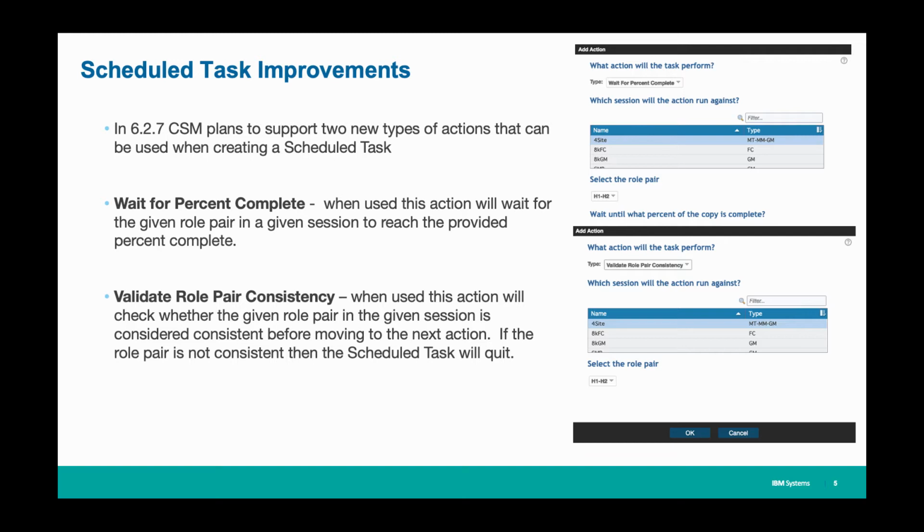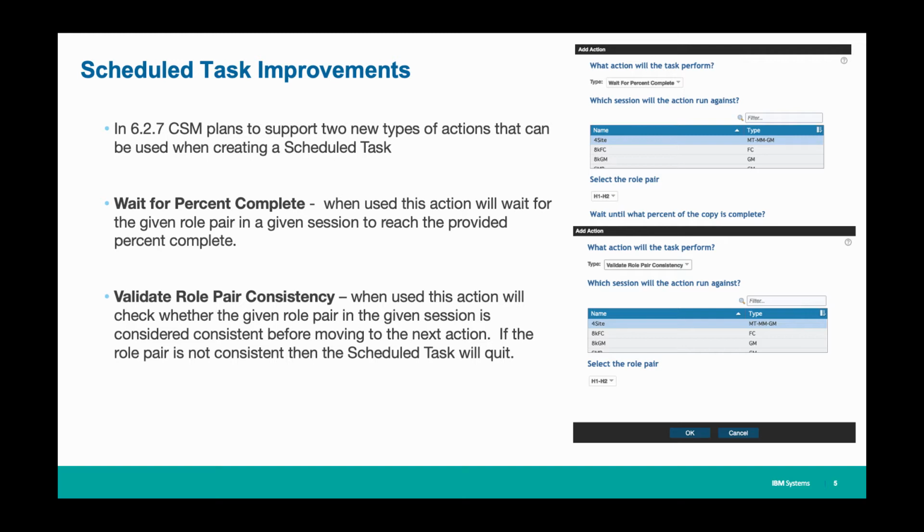The first one I want to talk about is the wait for percent complete. You can add an action for wait for percent complete, so that if you, say, issued a start command to a given role pair in the session, you can specify wait for percent complete for that role pair and say wait till 70% is complete before you move to the next one. Or in a more likely case, you want to do a drain, you might add the wait for percent complete, make sure everything's 100% before you actually go to the next action, which might be a suspend to the session. We got a number of requests for this type of action, so now you can build that into your scheduled task and be more scripted.